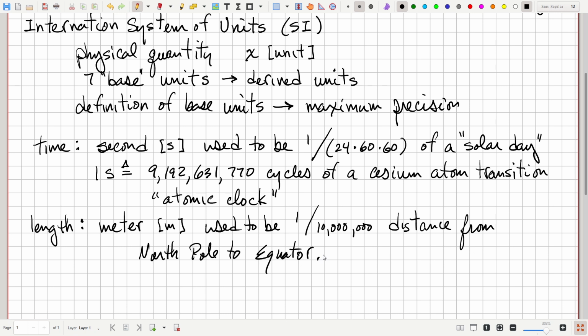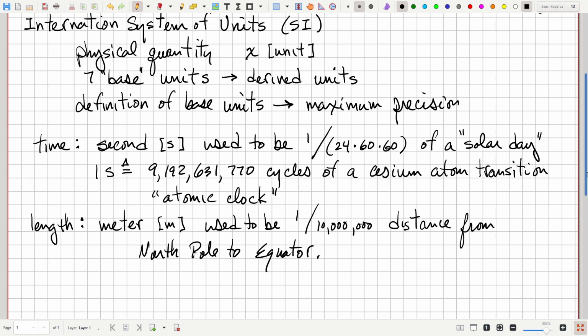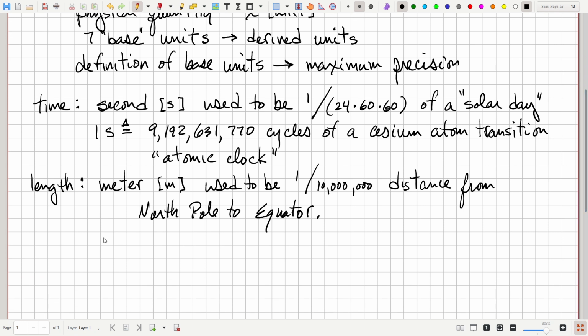And then eventually it became defined in terms of a certain number of wavelengths of a certain wavelength of light. And today, it's fixed by defining the speed of light, c, to be exactly 299,792,458 meters per second. We've already defined the second, so if we define the speed of light, this then defines the meter.